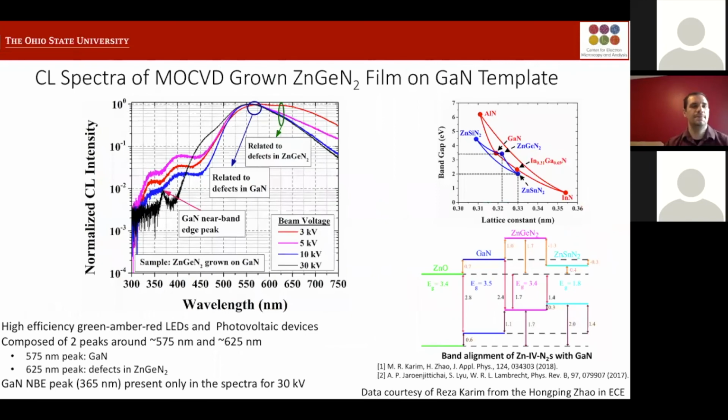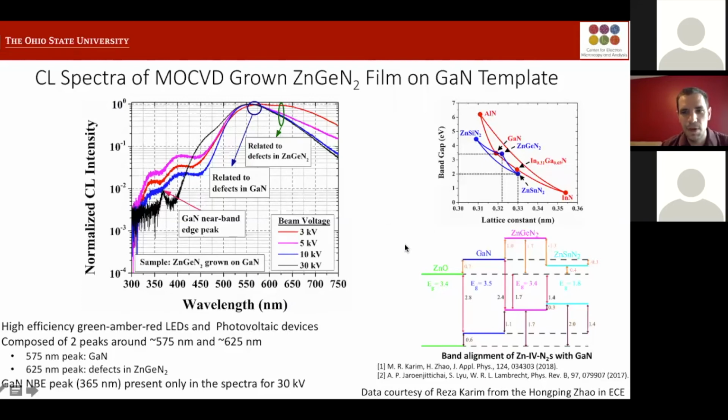And the second sample that I was looking at with this, so this data is from Reza Rahim and the Hongping Zhao group in ECE. And again, they're growing films. So they're growing zinc germanium nitride on gallium nitride templates. And if you look at these, they're fairly flat. There's not a whole lot to see on them, but we can start doing some depth profiling with CL since we can change our kV.